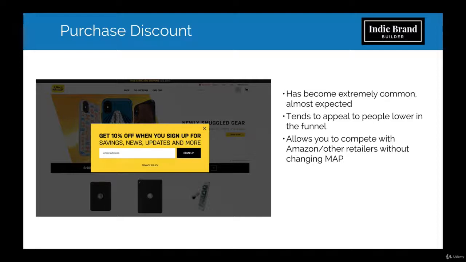The good thing about this offer, if someone is further down the purchase funnel and getting close to a purchase decision, is that it allows you to compete with other online retailers such as Amazon, if you sell your products on Amazon as well, or even if you're a brand selling through other retailers, without changing your MAP prices. In other words, you're maintaining your minimum advertised price on your site, but you're offering a global incentive of 10% off, or whatever you decide you want that discount to be.